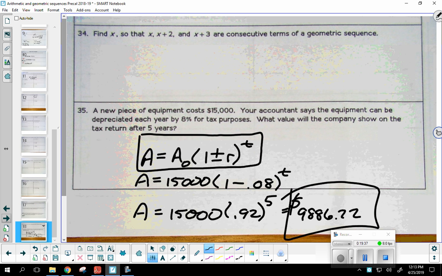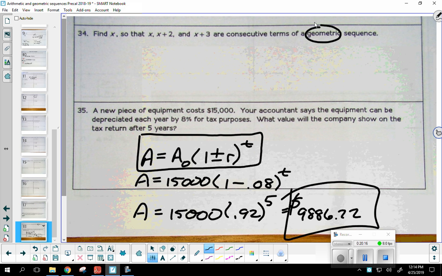Let's see here. Find x so that x plus 2 and x plus 3 are consecutive terms of a geometric sequence. Okay, so the key here is the fact you're told it's a geometric sequence, right? Well, we actually just worked one of these a moment ago. Let's say I was wanting to figure out what the value of R was. How did we do that? Like when we had that 12, -6, 3, and so forth, how did we figure out that R was -1/2? We divided, right? We divided consecutive terms.